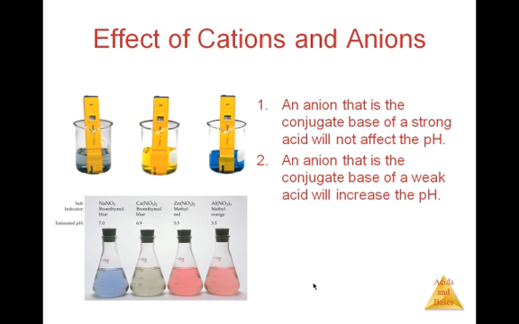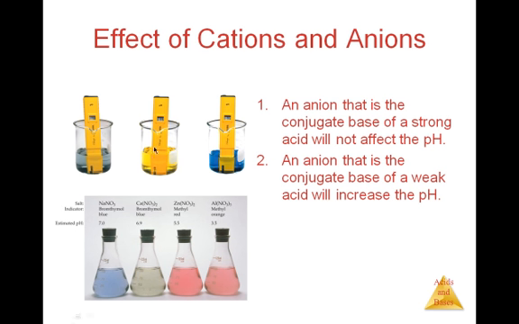An anion that is the conjugate base of a weak acid will increase the pH. I recommend writing these down in a table, and this is a good way to remember the effects of different salts on the pH of a solution. So let's look at this very carefully.